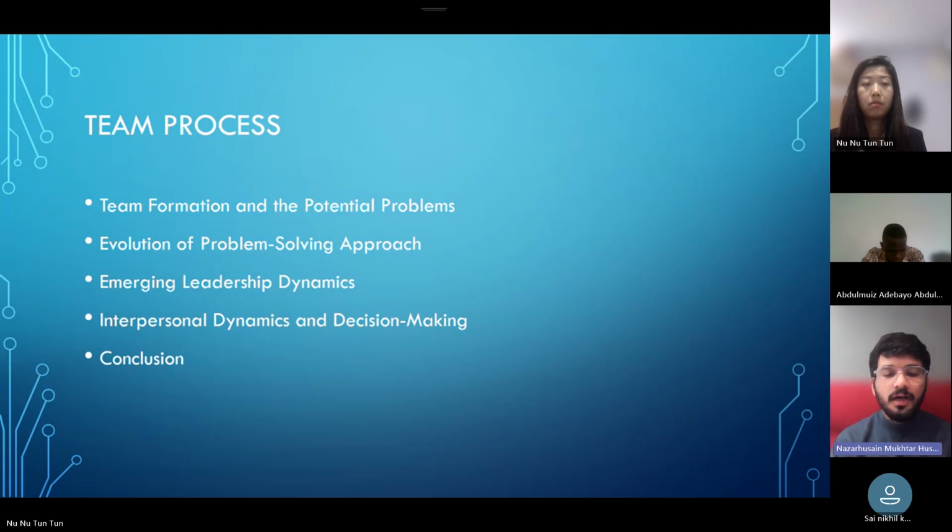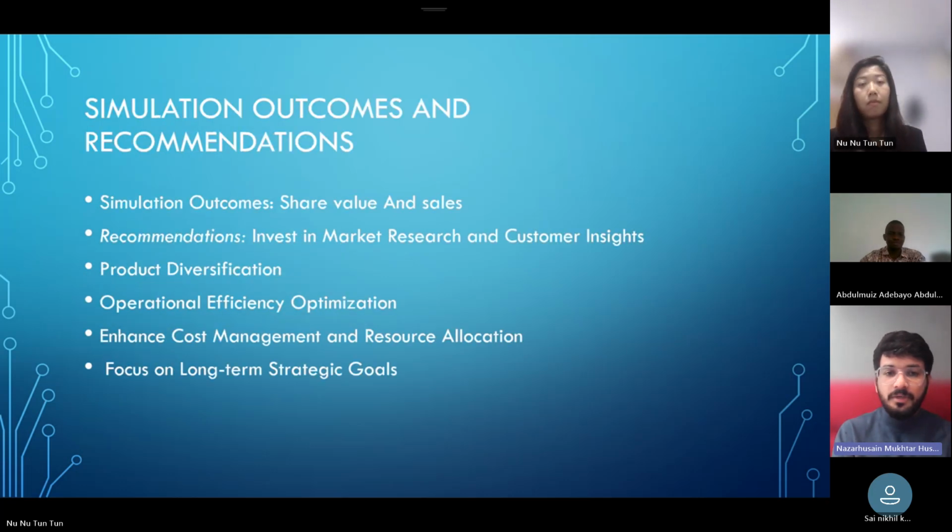So, in conclusion, our team diversity became the key strength. By addressing the communication challenges, adopting flexible leadership, and leveraging all our varied skills, we were able to achieve great results and innovative solutions. So, Abdul will next talk about the simulation and recommendations.